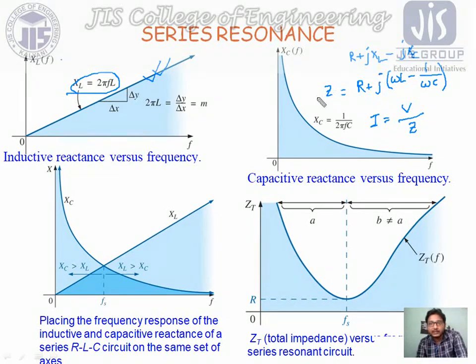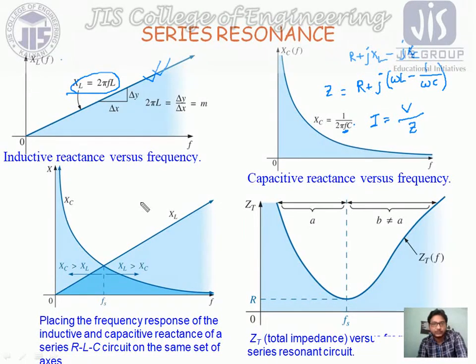Similarly for the capacitive reactance, that is minus jXC, or minus j by omega C, and XC is equal to 1 by 2 pi f C. So if we increase this f and keep C constant, we will see that XC decreases. So with the increment of f, our XC value is decreasing, and we are getting these types of graphs.